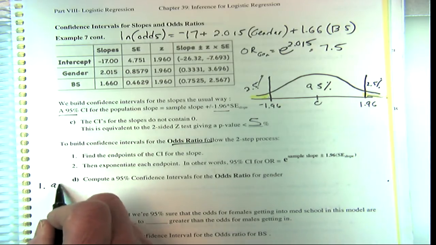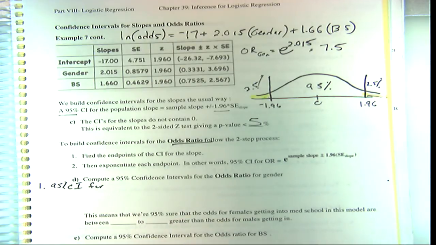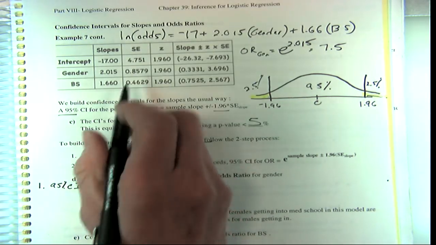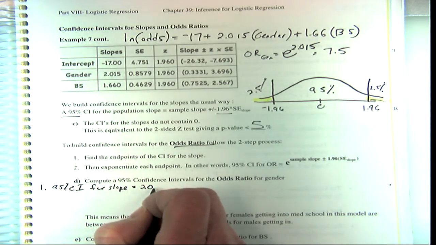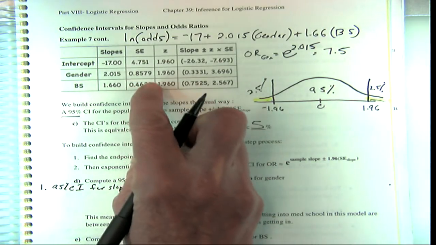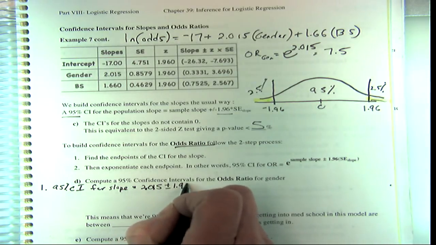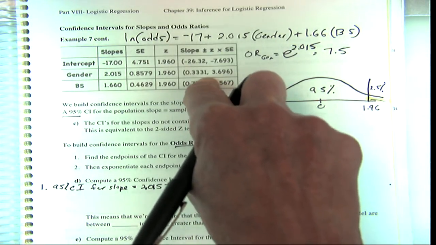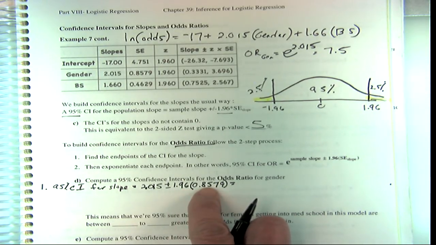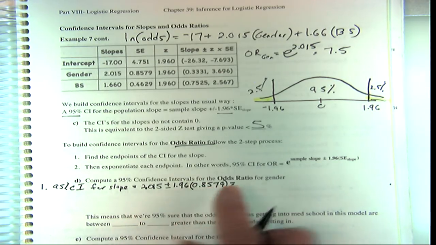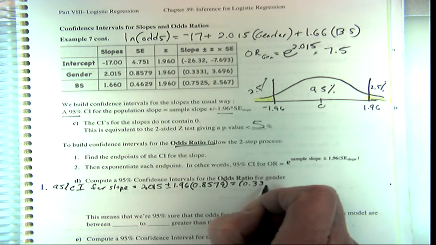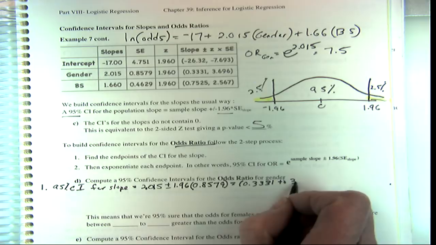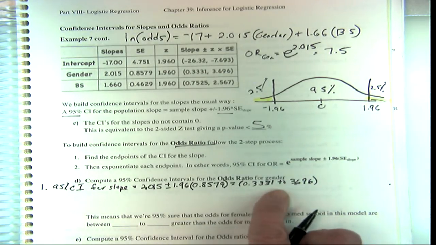So here, the first step is to find the endpoints. A 95% confidence interval for the slope is just what we have here. We can do it for gender. It's just going to be 2.015 plus or minus a z-score of 1.96 times the standard error. That's how they got this right here. They just added and subtracted basically two of those. So 2 minus that gives you 0.3331, all the way up to 3.696. All right, so that's the usual, right?